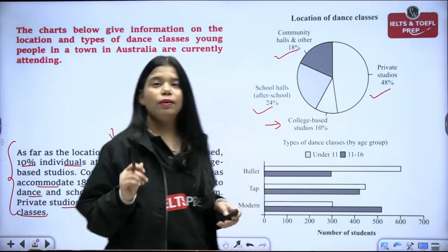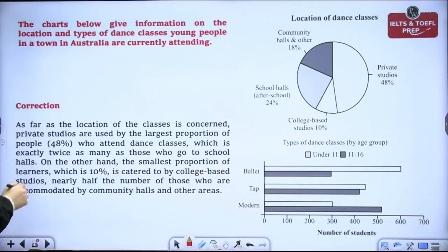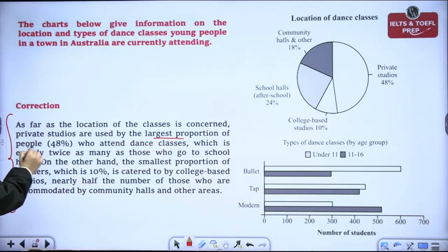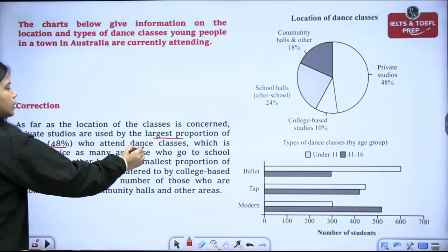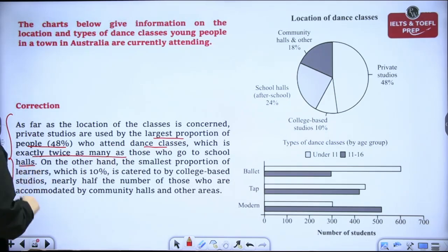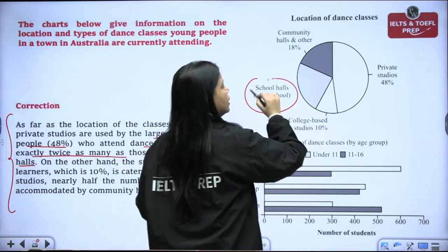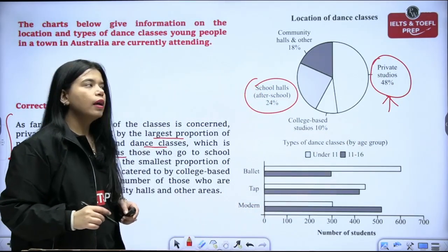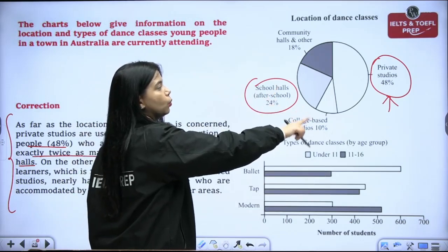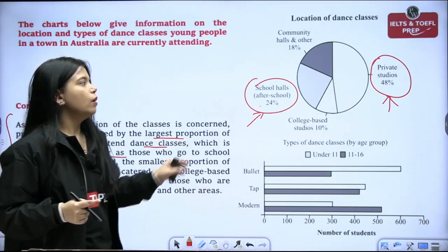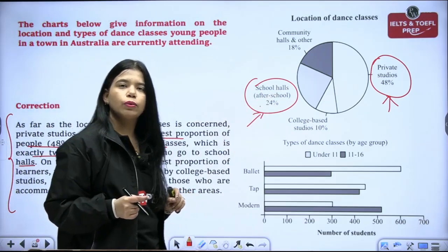How to do it? Take a look over here at the corrected version. Okay. As far as the location of the classes is concerned, private studios are used by the largest proportion of people, 48%, who attend dance classes, which is exactly twice as many as those who go to school halls. See, I have compared these two. I said, look here, this is the largest category, accommodating 48% of the crowd, and this 48% is exactly twice as many as is catered by school halls. 48 is exactly double of 24. So a very good comparison is happening between these two.